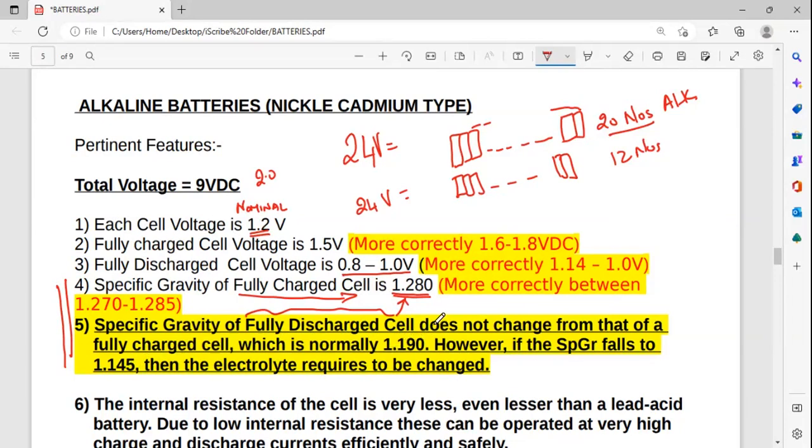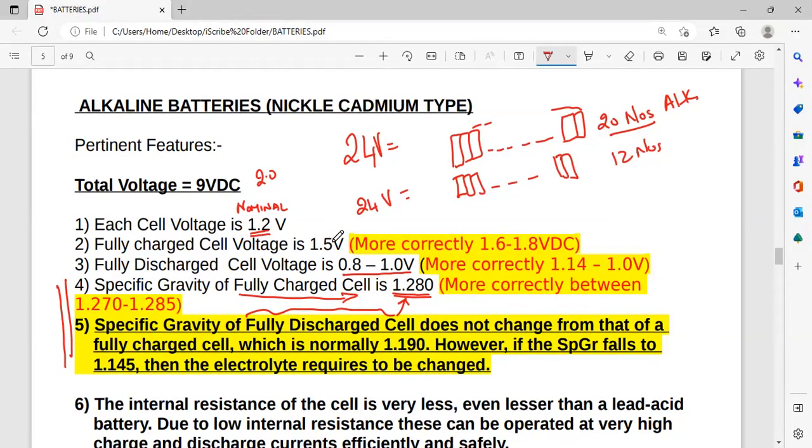Okay, if it has fallen to 1.190 specific gravity, then you can recharge it and see whether it reaches 1.280, and your voltage also you have to monitor, whether it goes up. Okay, we'll see the particular chemical reactions and how your voltage also can go up.